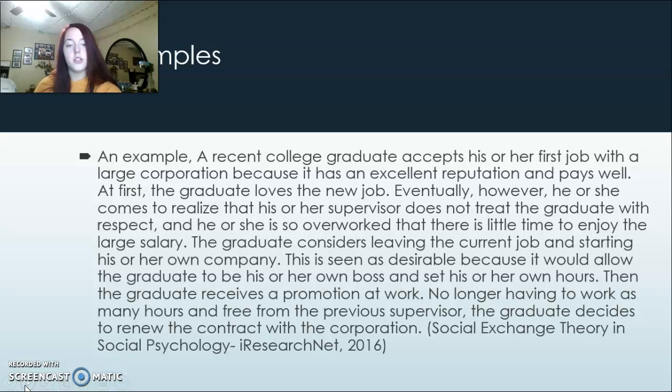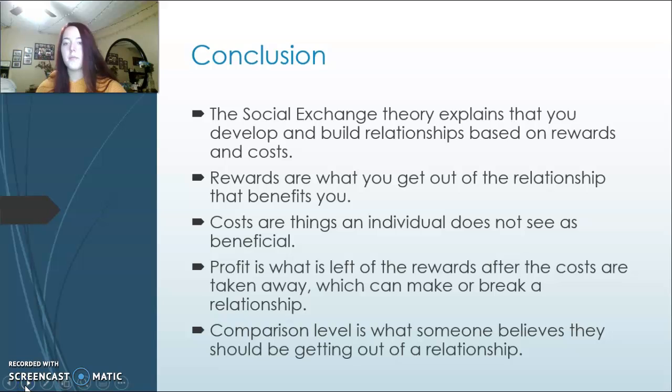Then the graduate receives a promotion at work. No longer having to work as many hours and free from the previous supervisor, the graduate decides to renew the contract with the corporation. So here, they use the comparison level and all the different things to decide if that job was worth it. If they had stayed in the job working with a poor supervisor, even with the money they get, they probably would have left. They didn't feel that the reward of large money would outweigh the boss and the hours put in. But since they got a promotion, they feel the reward is outweighing the cost, getting that new promotion and leaving the old supervisor. So they decided to stay because the rewards outweighed the cost, or the new cost.